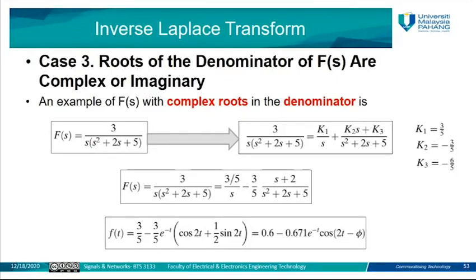Like in this case, for example, here you have F(s) equal to 3 over (s squared plus 2s plus 5). And if you try to solve this part here, s squared plus 2s plus 5, to find the roots, you are going to find the roots are imaginary numbers. So in that case, you are required to convert this function into a form following this formula, which is (k1 s plus k2) over (s squared plus 2s plus 5), because this part generates the complex poles.